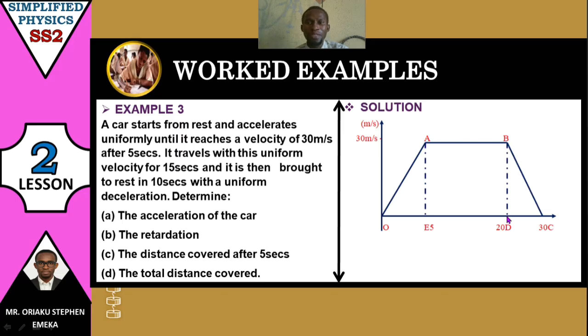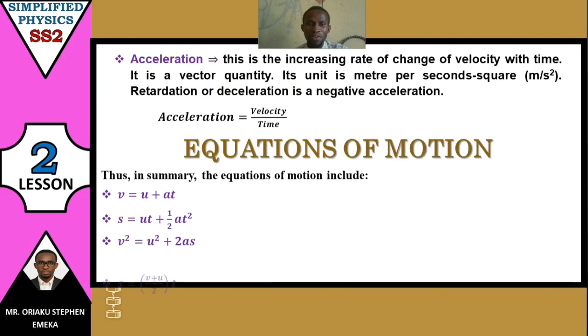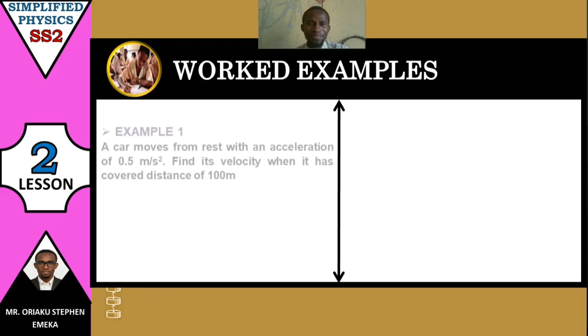So at this place it will now be 5 plus 15 to give us 20, and then it was brought to rest. Brought to rest means it got back to zero through uniform deceleration, and that occurred after another 10 seconds. So that is 20 plus 10, which is 30. So they asked us to find the acceleration. Acceleration is actually the slope of the velocity time graph.